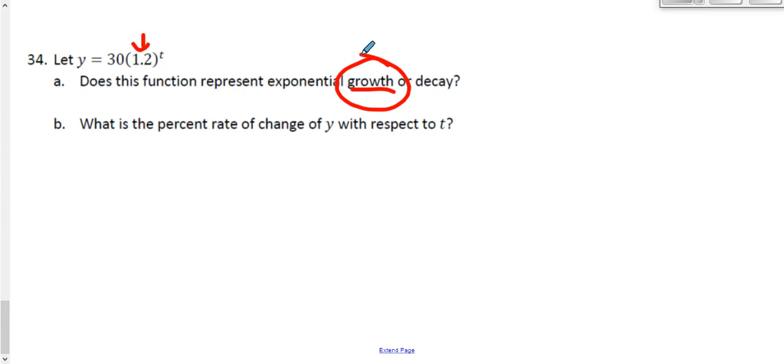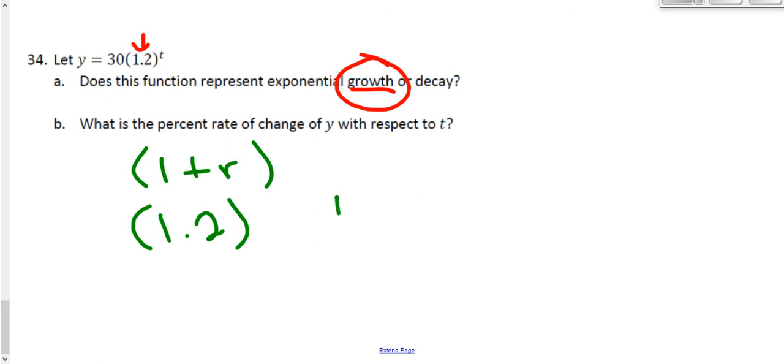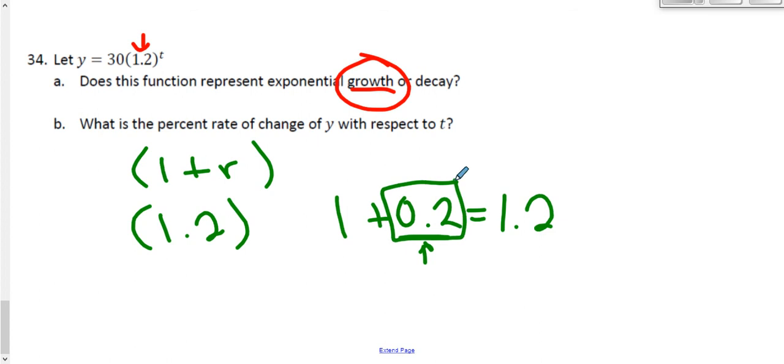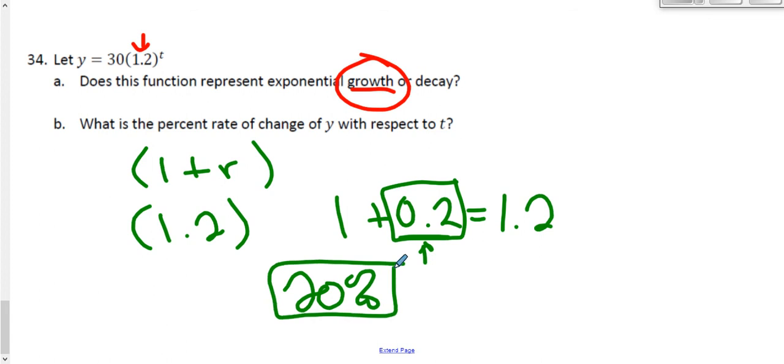So what happened inside my parentheses? I had 1 plus my r, and in this case, I have the number 1.2. So what did I add? 1 plus some number is 1.2. This number tells me my rate, and I must have added 0.2. So 0.2 is my rate. All I have to do is write that as a percent. I move the decimal place 2 places over, and I get 20%. So that's my rate of change here. 20% per time unit.